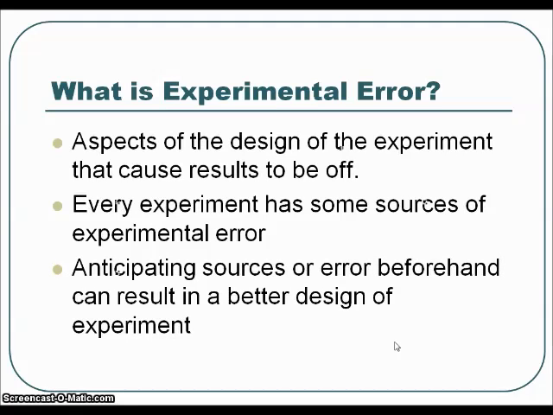Now, it's not only good to be able to, after the fact, describe your sources of experimental error. It's even better if you can anticipate them beforehand when you are designing the experiment. Because if you can anticipate what they are beforehand, then you might be able to come up with some things to do during the experiment to minimize those sources of experimental error. And if you can minimize those, then hopefully you'll get a better, more accurate result in your experiment.